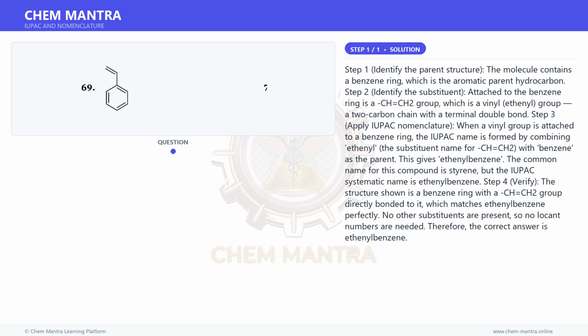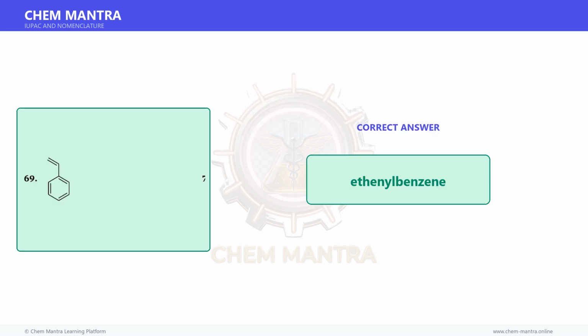Step 4. Verify the structure shown is a benzene ring with a CH=CH2 group directly bonded to it, which matches ethenylbenzene perfectly. No other substituents are present, so no locant numbers are needed. Therefore, the correct answer is ethenylbenzene. The correct answer is shown on screen.